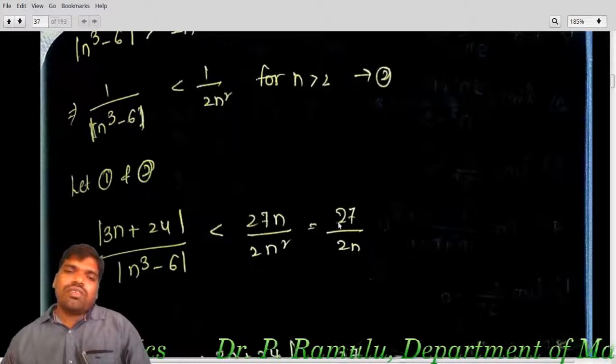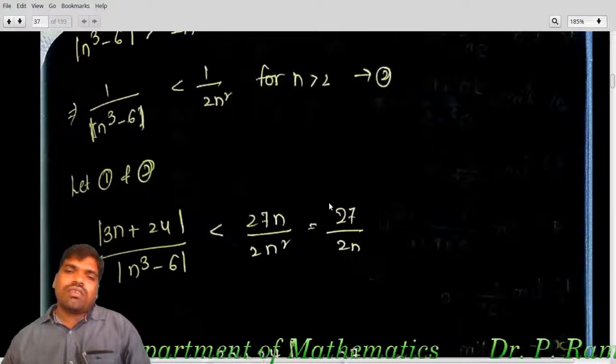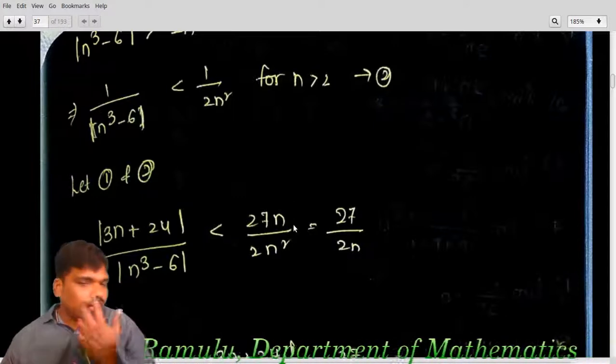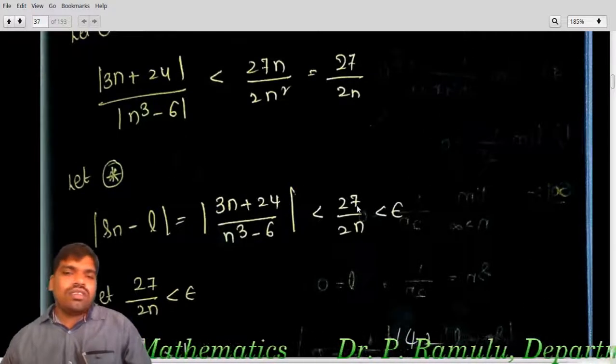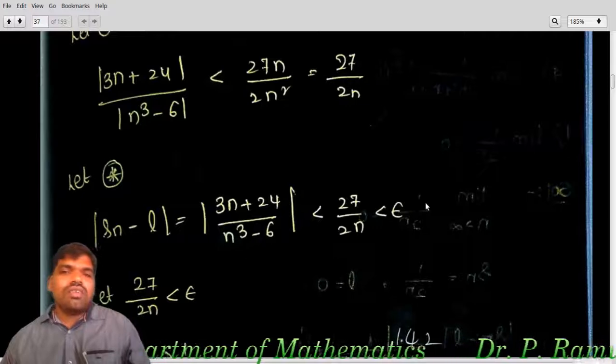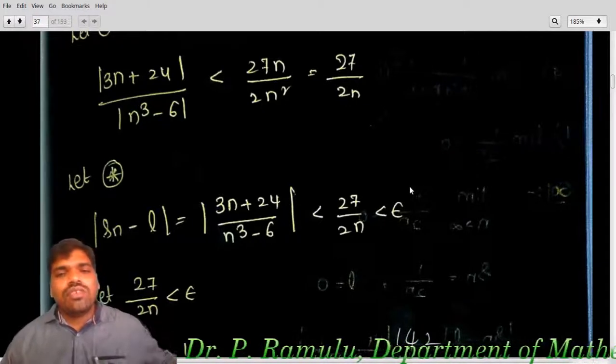27n by 2n square is equal to how much here? 27 by 2n. Why? Because n gets cancelled out. From star, I am taking that equal to this. This is less than 27 by 2n, which is less than epsilon.